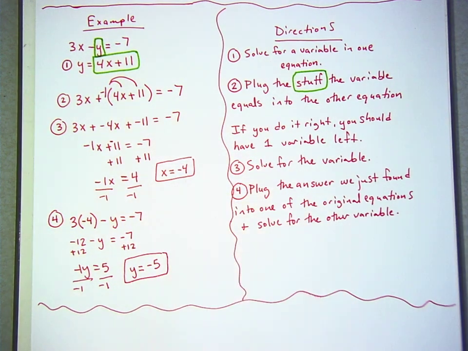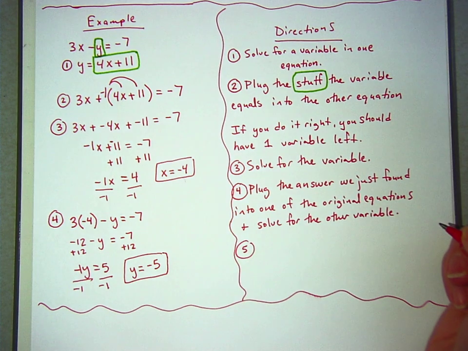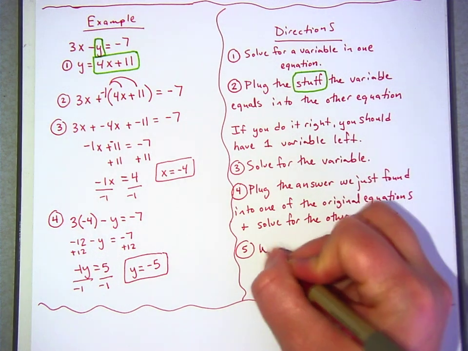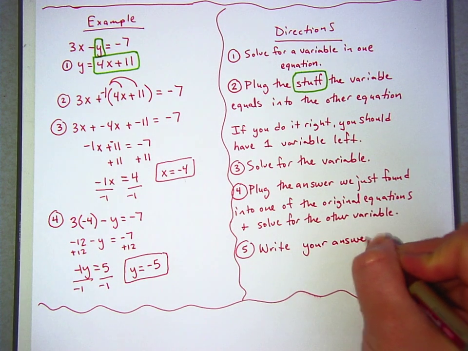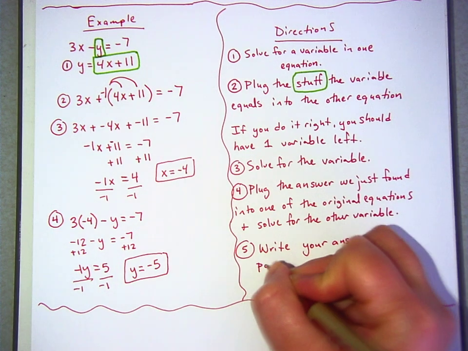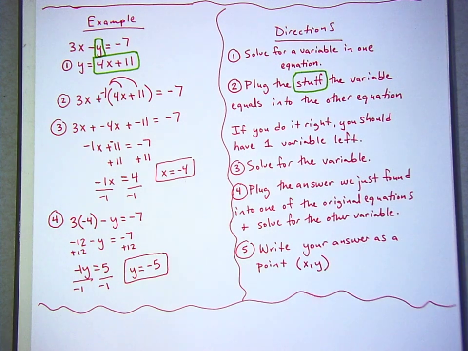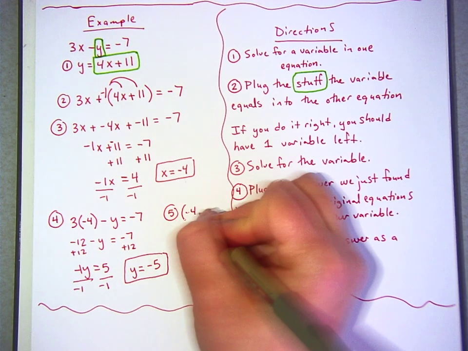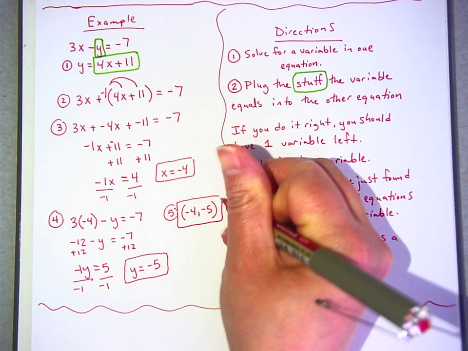But that's not what my answer should look like. What should my answer look like? What did our answer look like when we were drawing the lines with a graph? Riley? It looks like a point, yeah. So write your answer as a point. So for my final thing, I'm going to write parentheses, negative 4, negative 5, parentheses. And that's really my final answer.